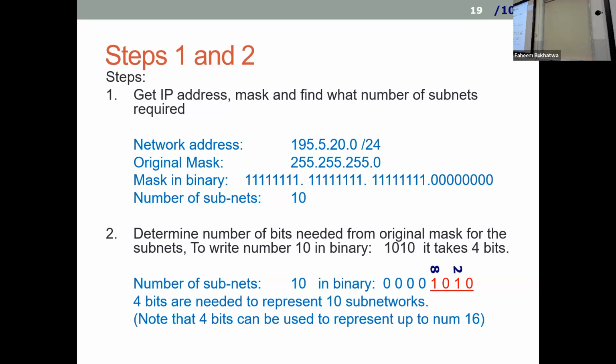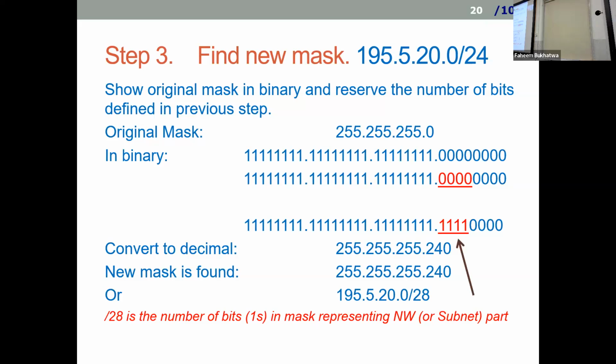How many do we need? We need 4. So we're going to take 4 of these bits and turn them into 1, and this is going to be our subnet mask. The original mask is called the network mask, but now we change those 4 zeros. Note that 4 bits can be used to write 16 numbers, from 0 to 15, so that's where there's going to be a bit of waste. We take those 4 bits and turn them into 1, and this is now our new subnet mask.